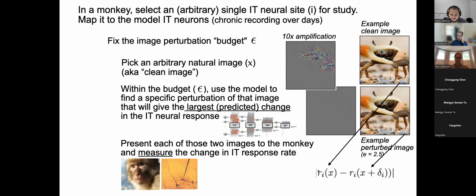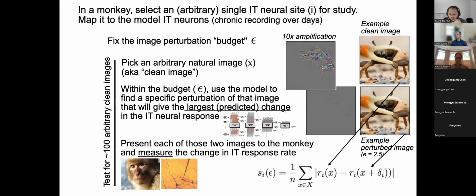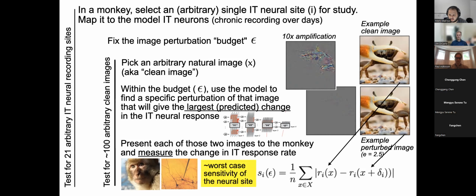And then we just measure the delta response, absolute delta response, which is shown here, between the response of the neuron to the clean image and the image with the perturbation, which is shown here in the bottom. So I hope this makes sense. So we're then going to get a magnitude effect here. And then we just do this. We don't just do this for this one crab image. We do this for 100 arbitrary images that gives us an average sensitivity for that particular neuron. And in this case, I say average of the worst case, worst case for each image.